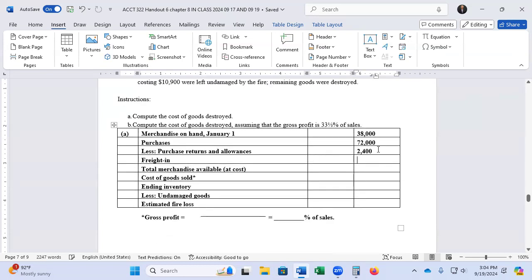Okay, freight in would be 3,400. And so this gives us total merchandise available at cost of 111,000. And so now we have to calculate our gross profit. And so our gross profit we know is 33.3%.